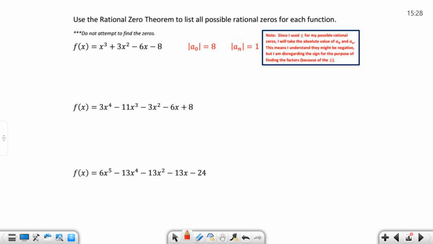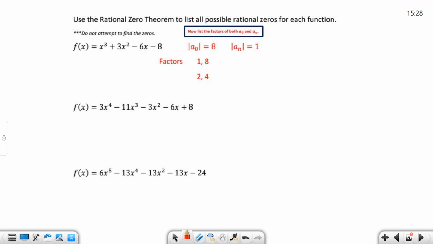So the first thing we want to do, since I use plus or minus for my possible rational zeros, I will take the absolute value of a naught and the absolute value of a sub n, all right? I understand they might be negative, but I'm disregarding the sign for the purposes of finding the factors because of the plus or minus that I use, okay? So just understand that, all right? So 8 and 1. So then I need to factor each one of those things. So my factors of 8, right? List the factors for both a naught and a sub n.